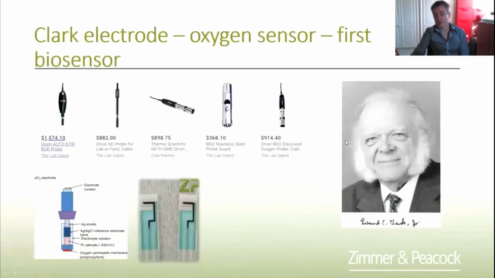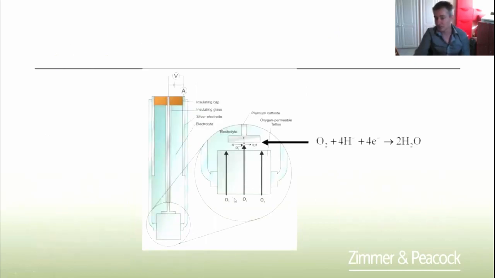I'm going quicker now. Just out of interest, the history of biosensors. There's nothing new about biosensors. This is Leland Clark in the 1950s. He made the world's first recognized biosensor, and he happened to make an oxygen sensor. The beautiful thing about oxygen is that if you apply a voltage of something like minus 625 millivolts, then the oxygen can be directly detected.